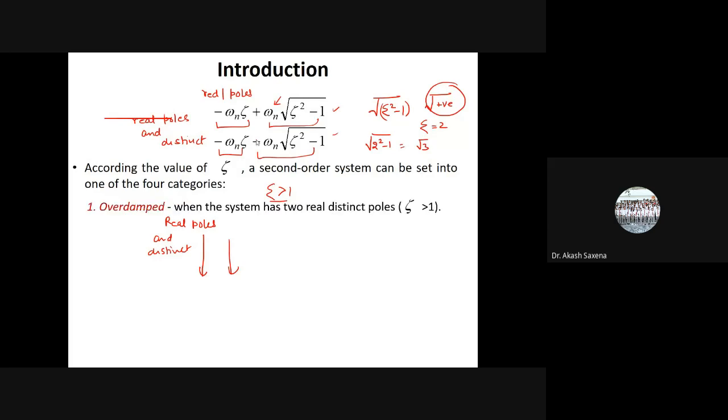The system is called overdamped when it has two real distinct poles. That means the damping ratio zeta should be greater than 1. So it has two distinct poles like this. The real poles are distinct, so this is 1, this is 2.